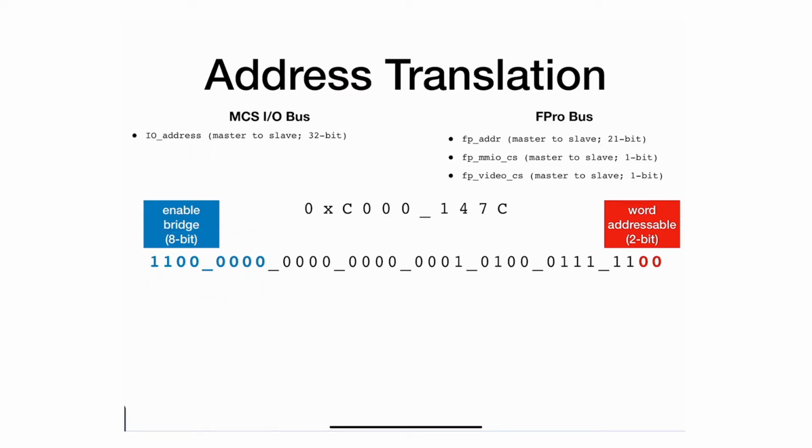The other two that we don't care about are these 2 bits. Remember, this is an address that is issued by the microcontroller, so it's a 32-bit address, and it's byte addressable.